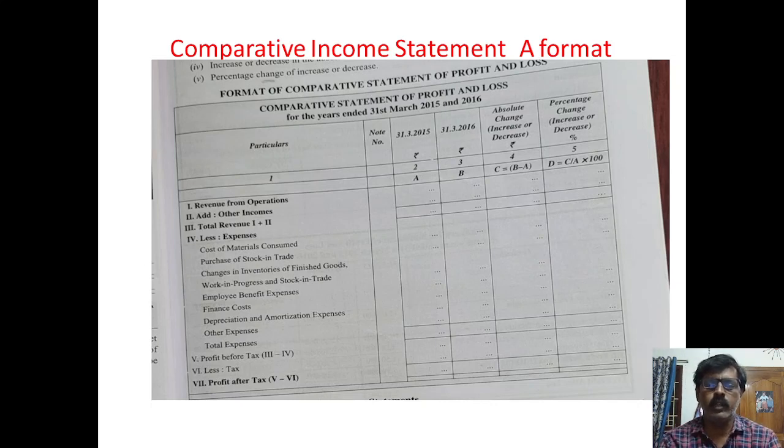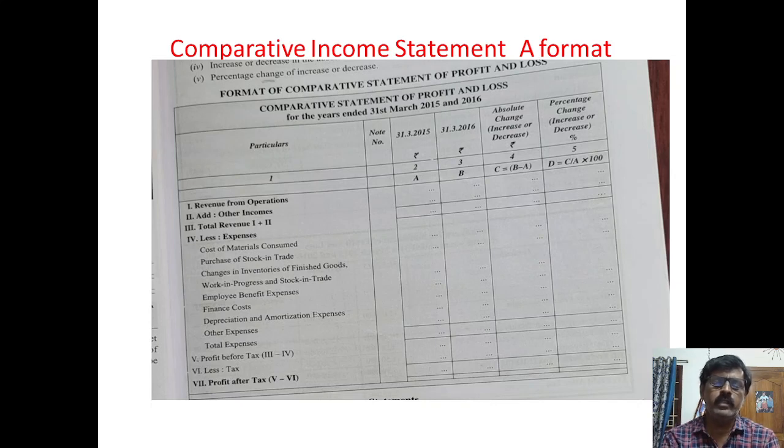As I said, the particulars column, then Note number, then the previous year, 31st March 2015, and 31st March 2016. 16 is the current year, 15 is the previous year, and the absolute change column is the increase or decrease column. The fourth column is B minus A, that is 16 minus 15, current year minus previous year value, and the percentage change, the decrease or increase percentage, is the absolute change divided by the previous year value.